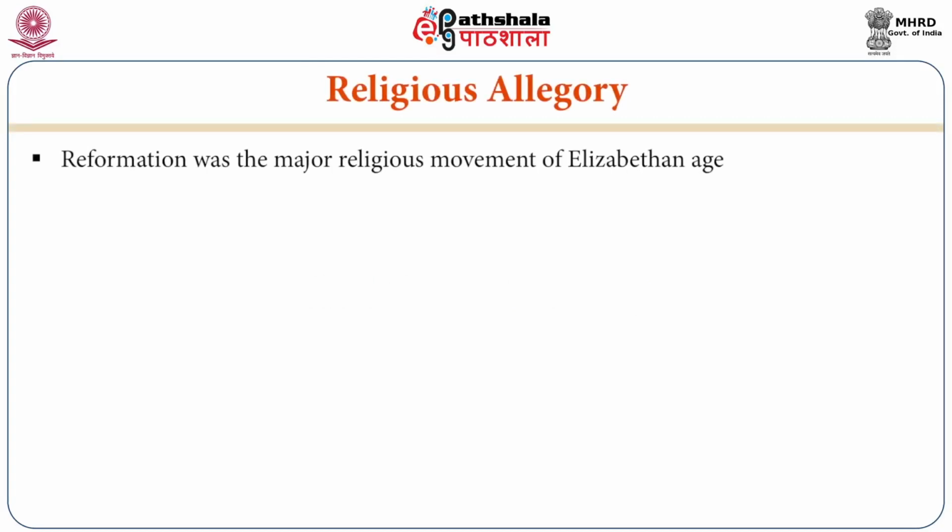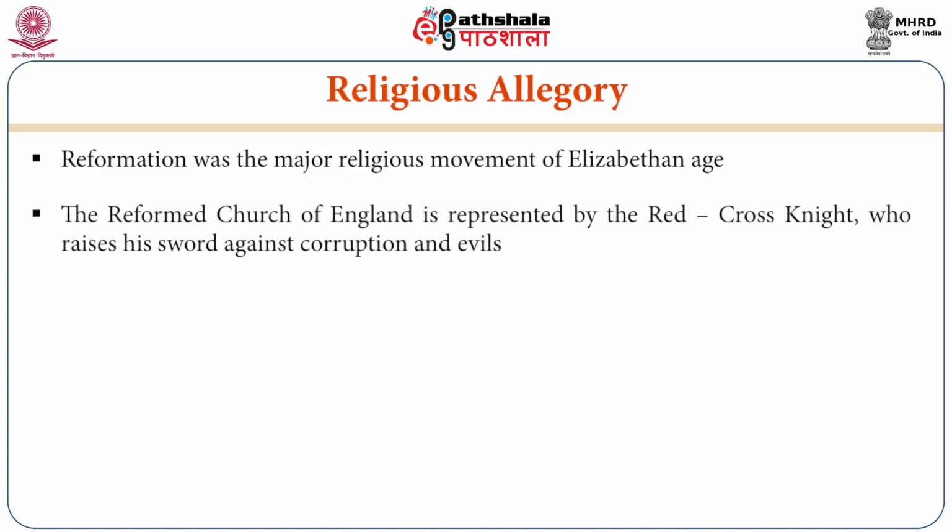In module 16, we have had discussions on different parameters of Reformation, so you can easily understand and correlate it. The Reformed Church of England is represented by the Red Cross Knight, who raises his sword against corruption and evils of the age. So, the poems written by Edmund Spenser have sociological dimensions and commitments.